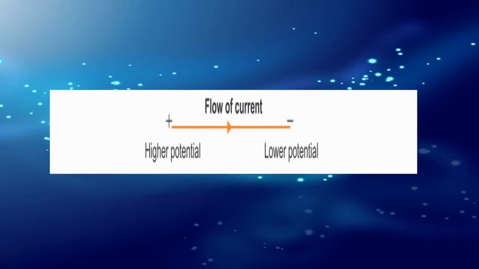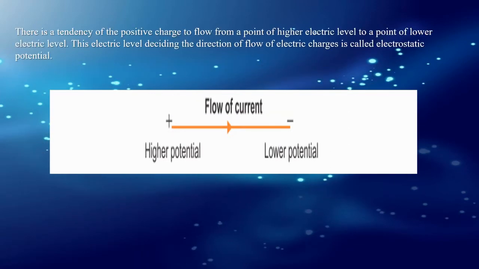Now students carefully observe this image. You will observe how flow of current takes place from higher potential to lower potential, as there is a tendency of the positive charge to flow from a point of higher electric level to a point of lower electric level. This electric level deciding the direction of flow of electric charge is nothing but it is called electrostatic potential.